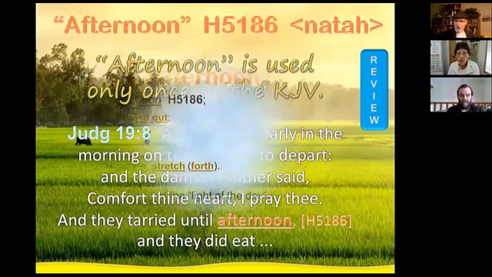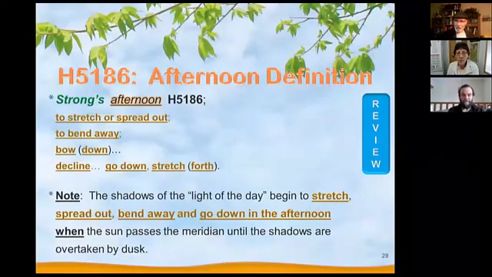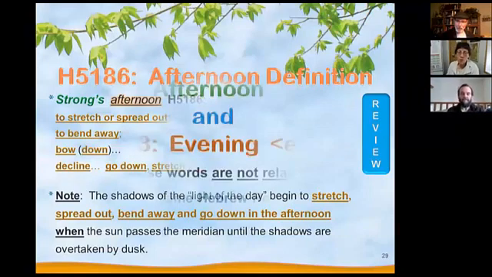That is what our question is. Well, I gave you the definitions for the word afternoon. I don't know if you remember or not, but it was almost three-quarters of a slide. I'm just choosing a few of the definitions for a review today. This is the afternoon shadows as they begin to stretch and spread out, to bend away, to bow down, to decline, to go, stretching forth. You'll notice as the afternoon gets later and later, your shadows get longer and longer. They spread out, they bend away, and they go down when the sun begins to pass the meridian at the noon hour, until the shadows are overtaken by dusk. Lots and lots of definitions for the word afternoon.